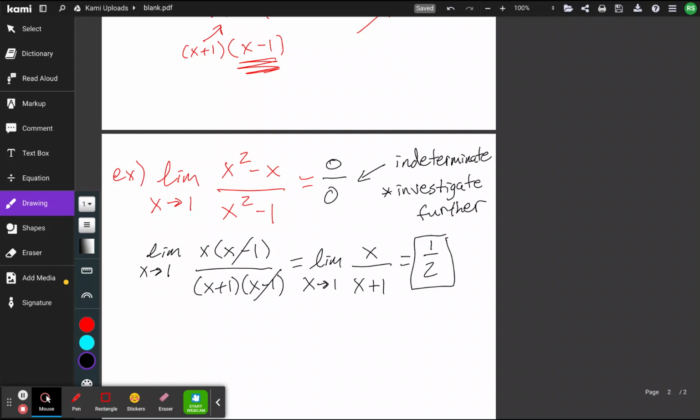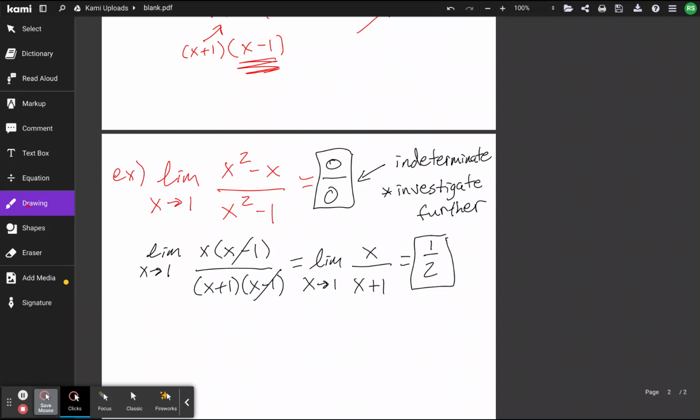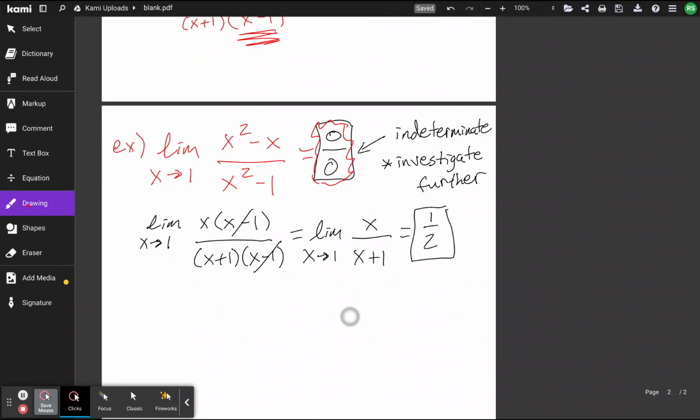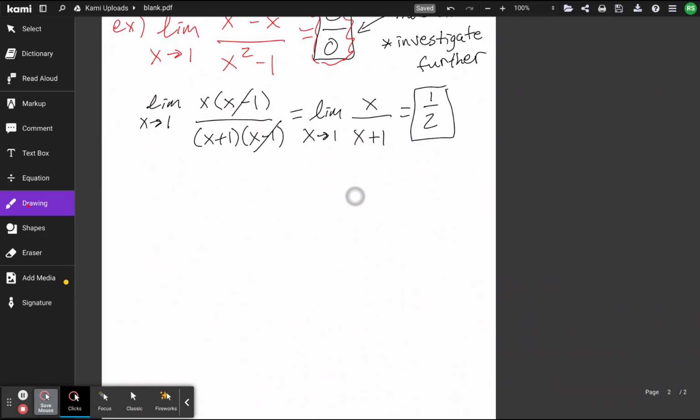So anytime you get a case where direct substitution is indeterminate, that tells us that we need to go ahead and investigate a little bit further. So we want to make sure that when we do that, we're using our factoring techniques to verify, right? I got 0 over 0. Let's use our factoring techniques to verify what that limit would actually be. So we can do one more example here.